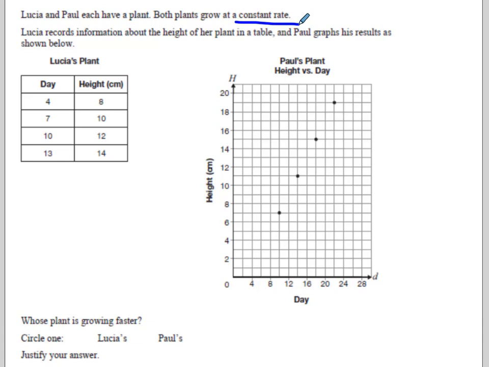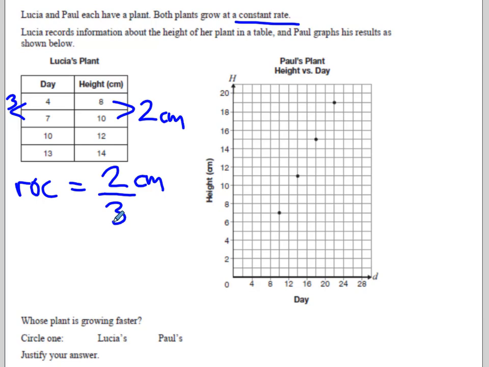Okay, so if we look at Lucia's plants, if we take a quick look at what the rate of change is, this is changing by 3, this is changing by 2 centimeters. So Lucia's plants are changing at 2 centimeters every 3 days, which is about 0.67 centimeters a day.